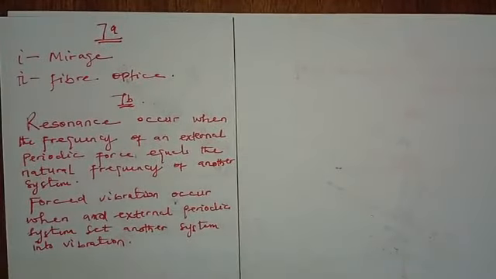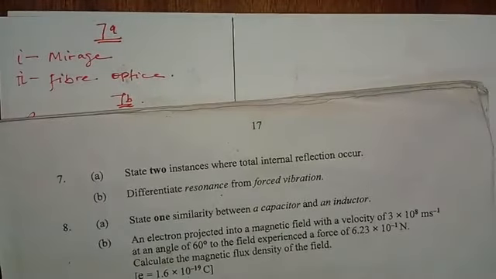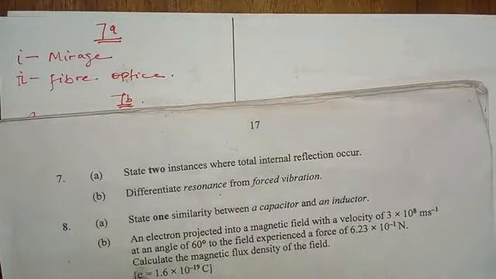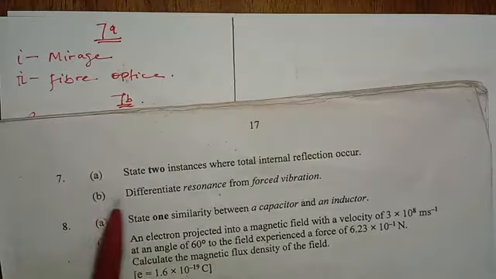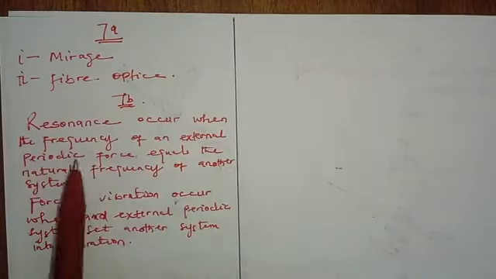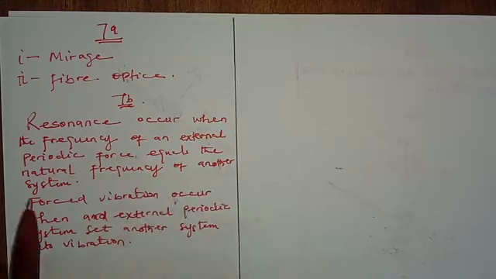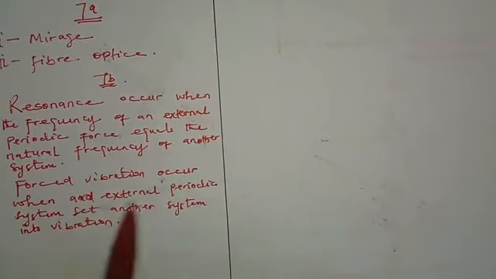So that is about question what? Question 7a. State two instances where total internal reflection occur: mirage and fiber optics. Then differentiate resonance from forced vibration. Resonance occurs when the frequency of an external periodic force equals the natural frequency of another system. And forced vibration occurs when an external periodic force sets another system into vibration, or a system vibrating due to what? Due to the vibration of an external periodic force. I hope that is clear.